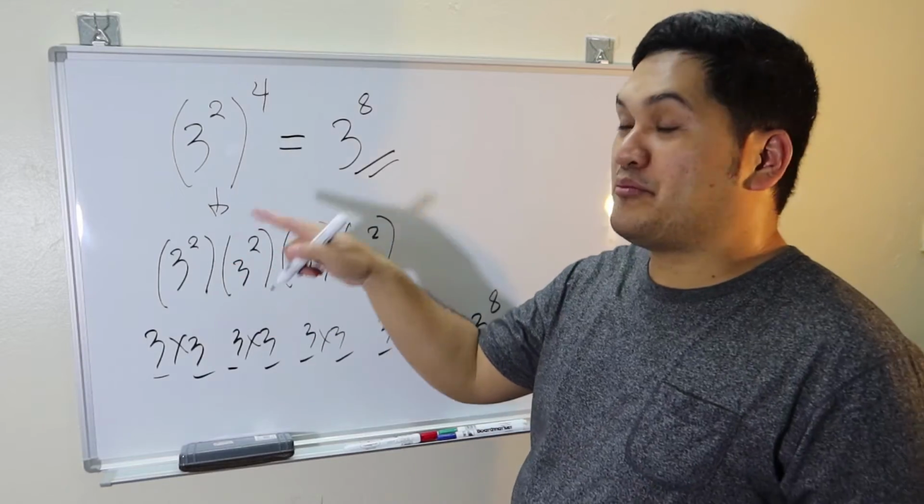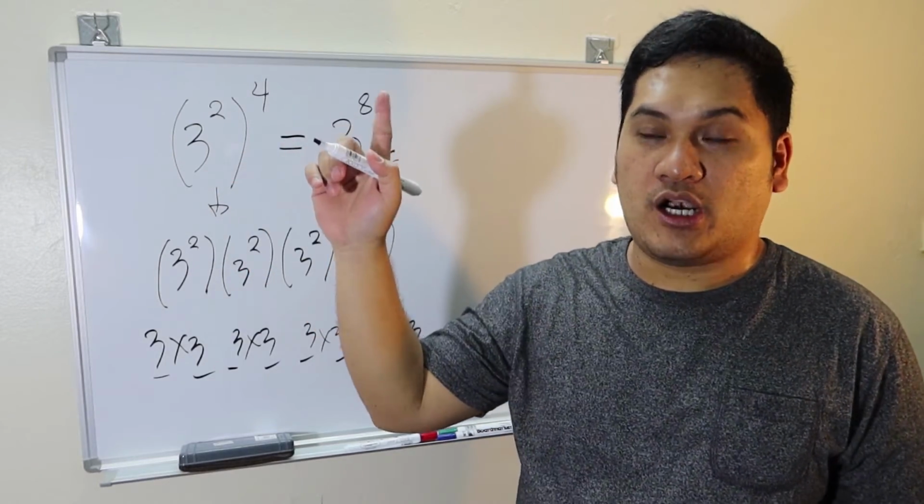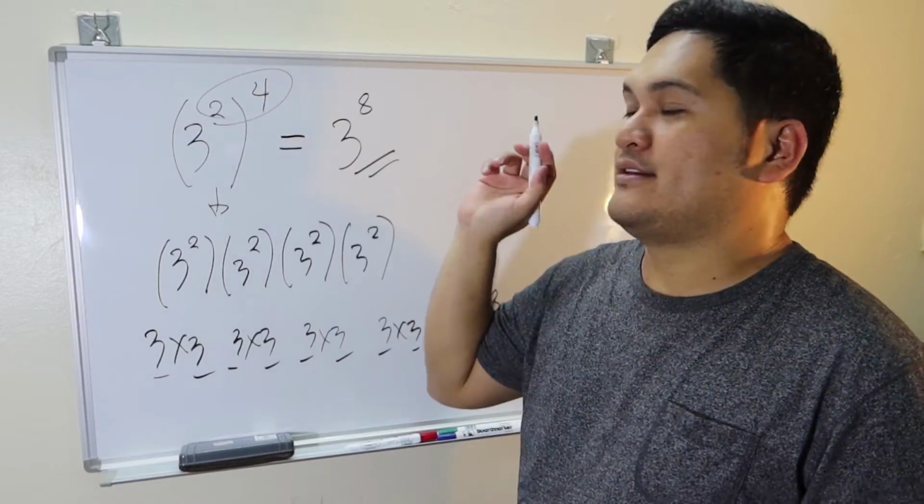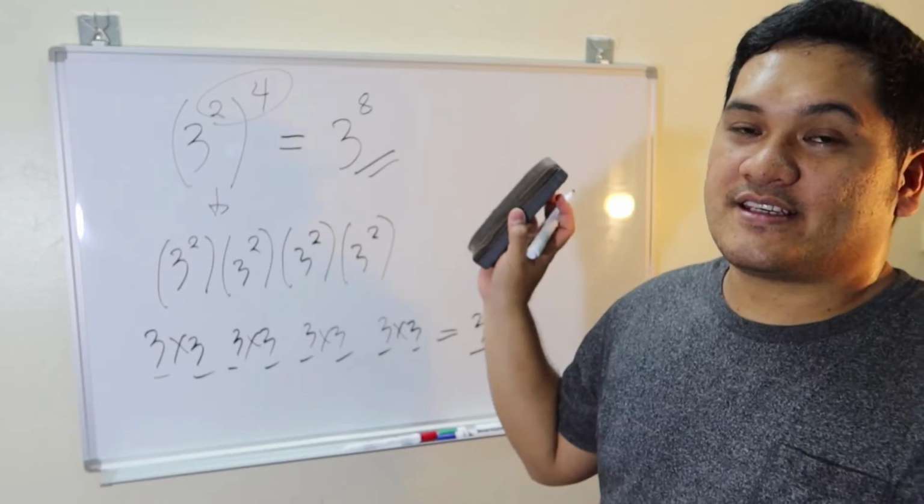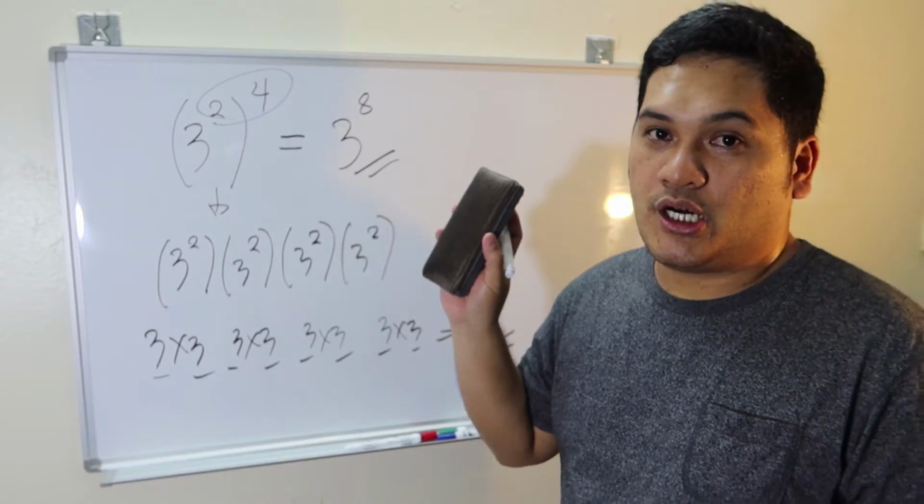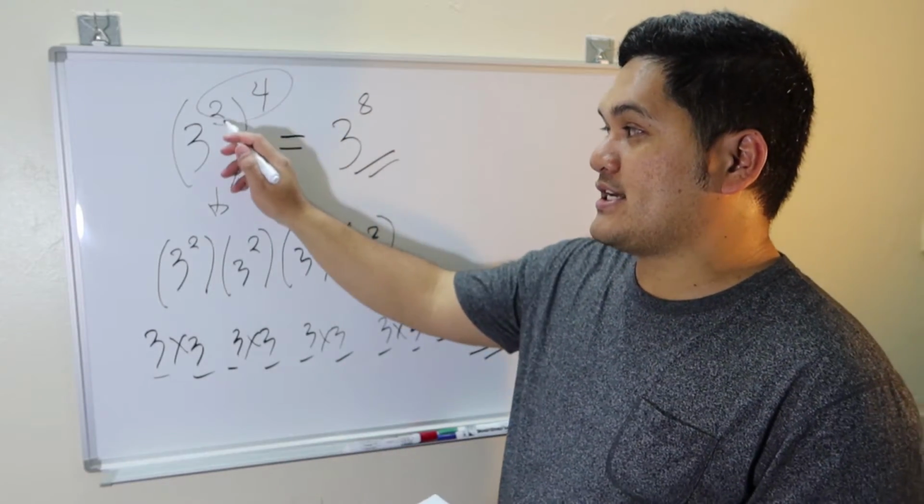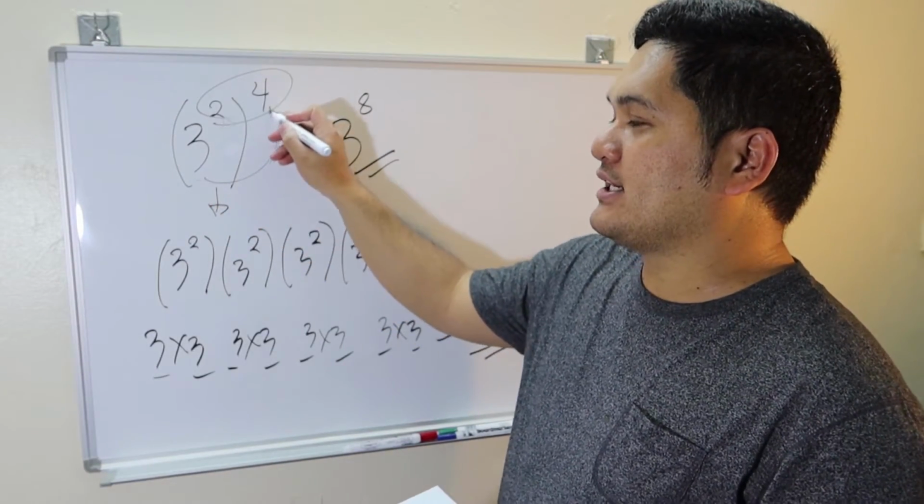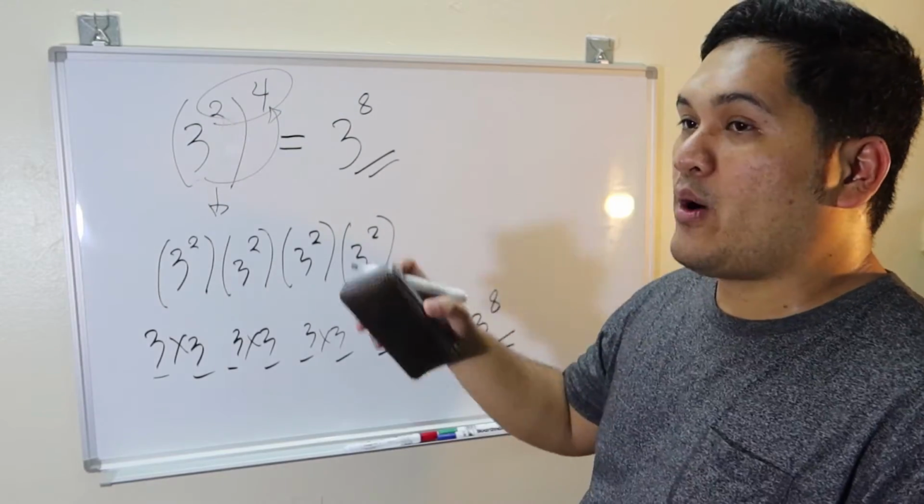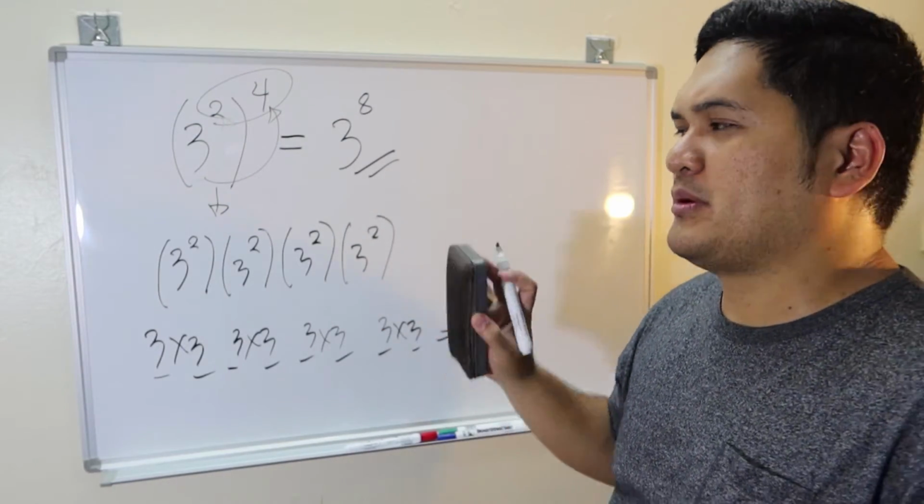Kung makakita ka ng power raised to another power, i-multiply mo na lang yan, and then that's your answer. This is our law number 4. A power raised to a power. Kasi meron ka ng power sa isang base mo, ni-raise pa talaga siya ng another power. So, a power raised to a power, you're going to multiply the number.